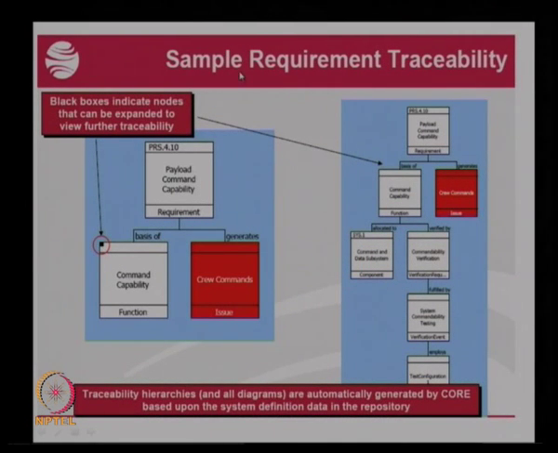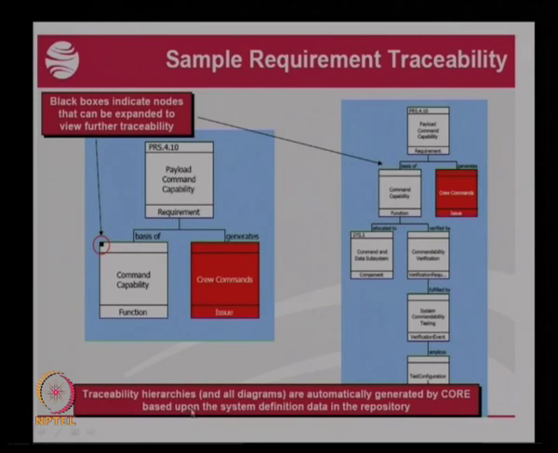Again, for traceability you can look at the requirement hierarchy, and if there is more to a particular requirement there will be some indication: black boxes indicate nodes that can be expanded to view further traceability. So if you want to know more about this command capability requirement, you can click on it, then it will go to the subphase and tell you all the other requirements which can be identified.